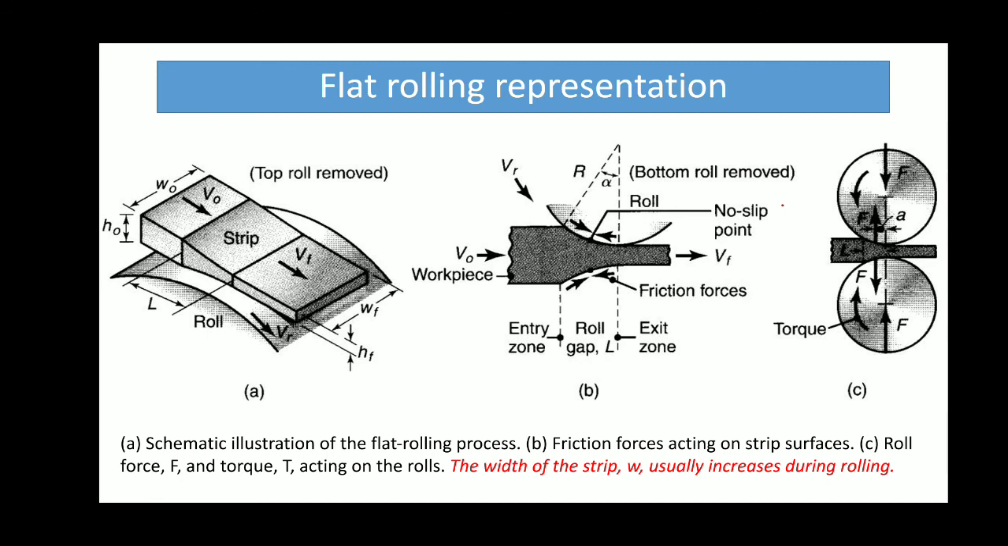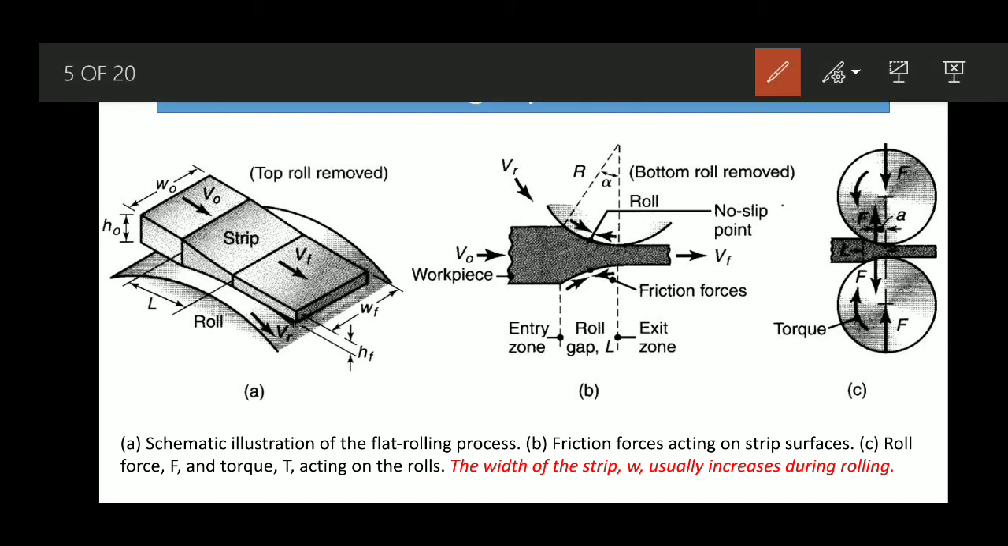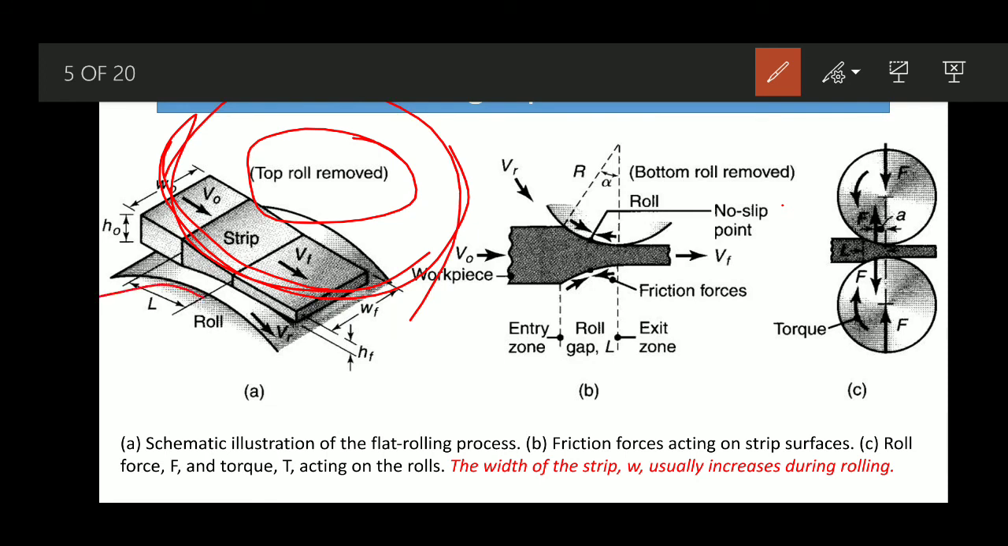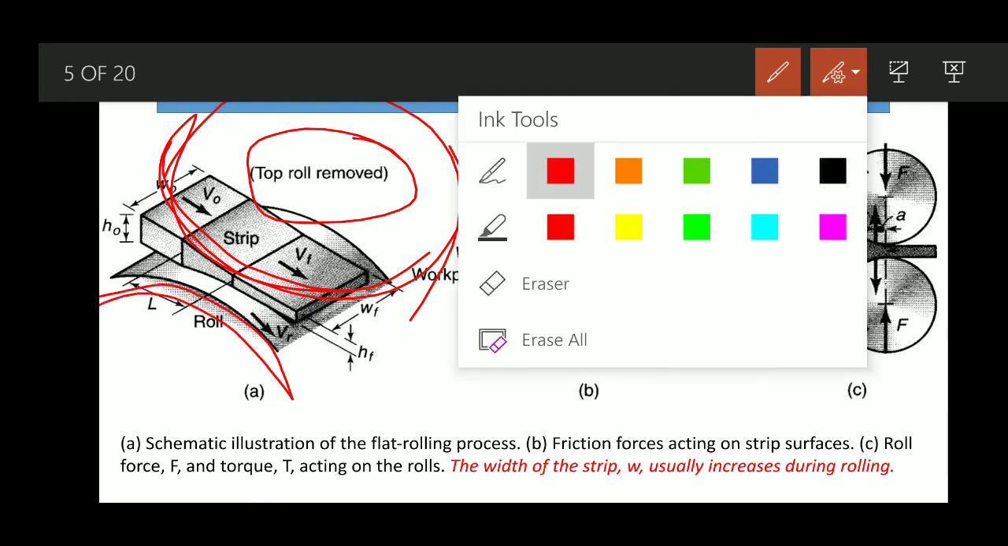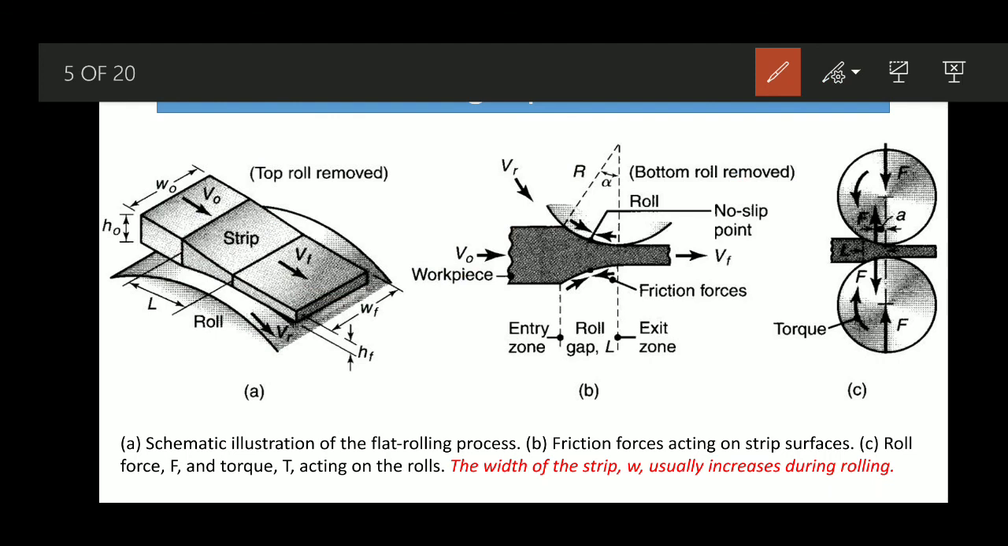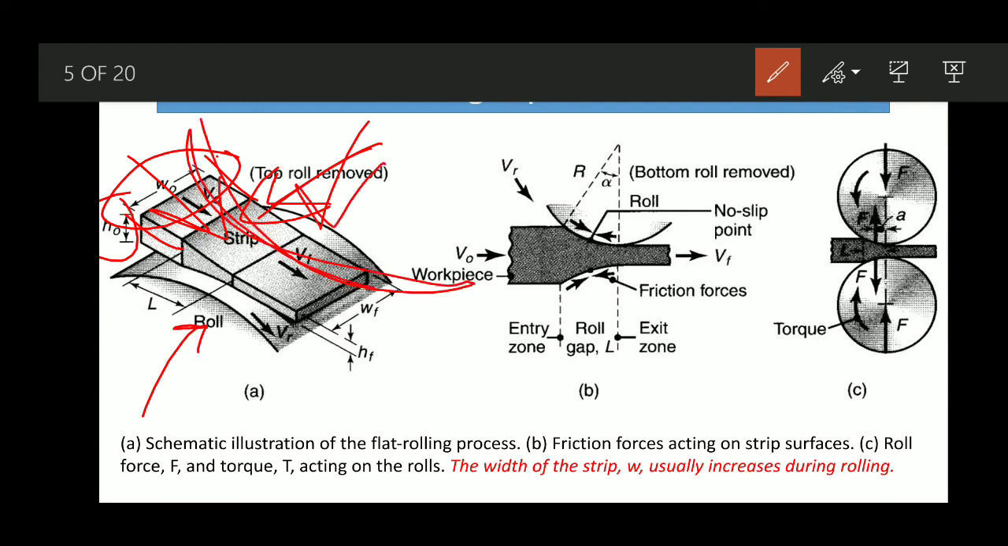So in the first figure, only one of the rollers, the top roller, is removed. That means another roller is there which is like this only, and the bottom roller is shown here. Here you can very easily see the initial thickness h naught. Similarly we have the initial width of the material, w naught, and v naught is its initial velocity. This is the strip on which we are working, and this is the bottom roller. We should have one top roller here like this, but in this figure it is removed.